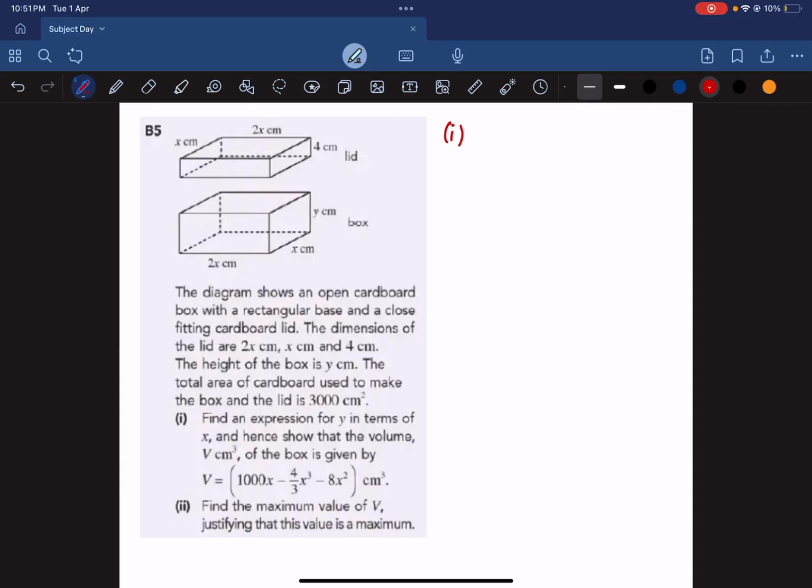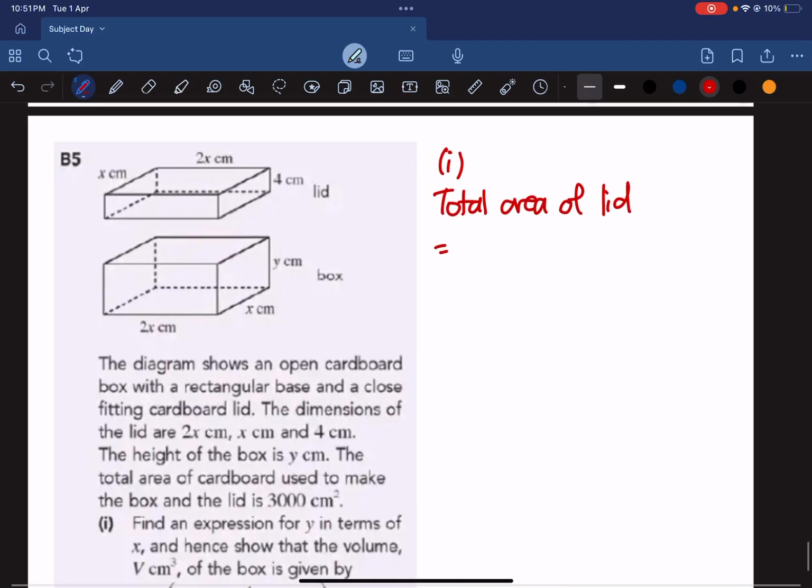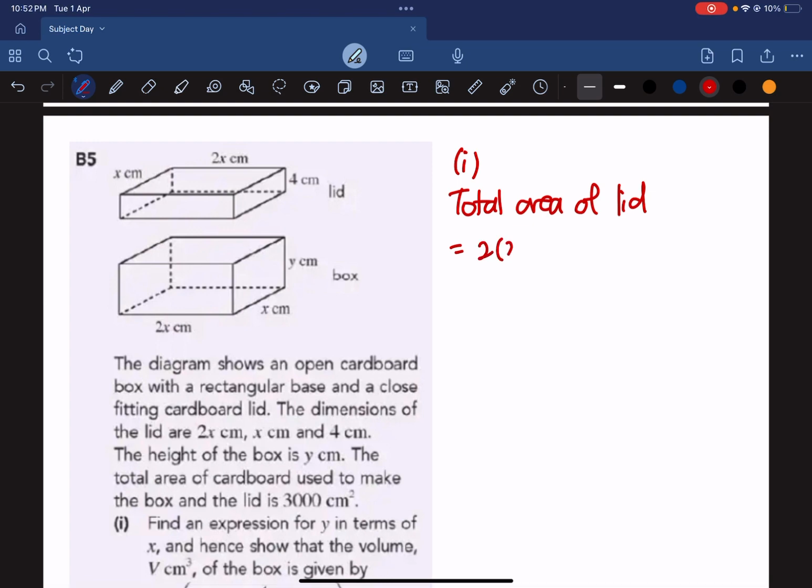Part 1. We start by finding the total area of cardboard used to make the box and lid, which is 3000. I do it step by step. Total area of the lid. Based on this diagram, the total area is simply 2 times 2x times 4 plus 2 times x times 4 plus 2x times x. Because this is an open cupboard. Therefore, simplify everything, you should get 24x plus 2x squared.